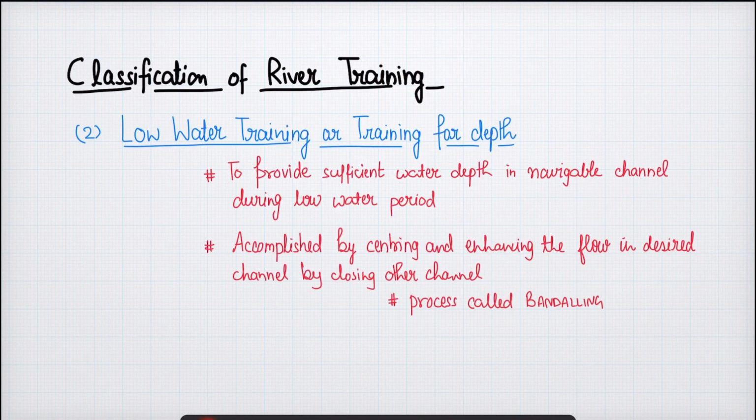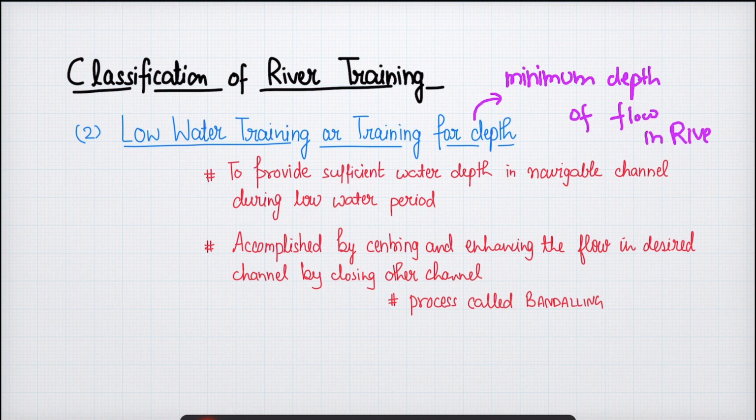Now, the second type of river training work is low water training, or training for depth. The aim of low water training is to ensure the minimum depth of flow in the river. Why is it required? This is required to ensure that minimum water is available for ships or boats, or whatever the case may be, in the river, even in the low water period.